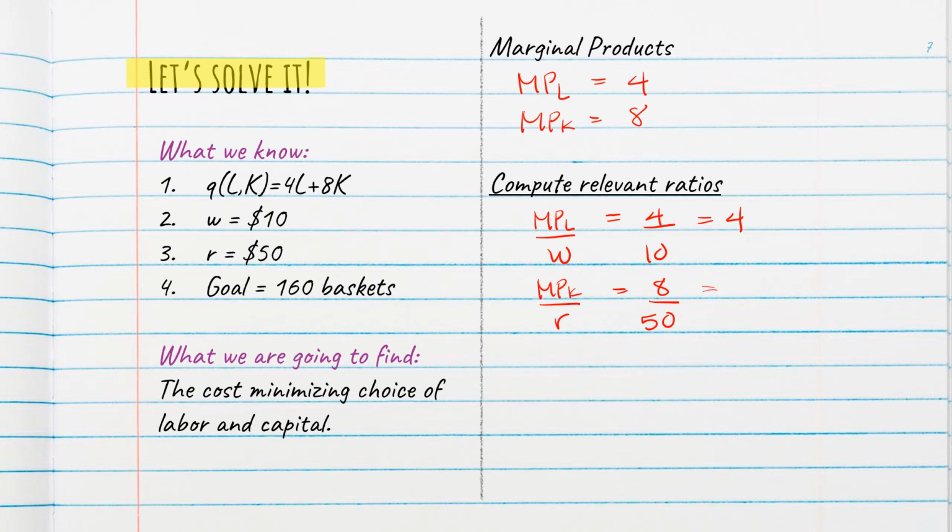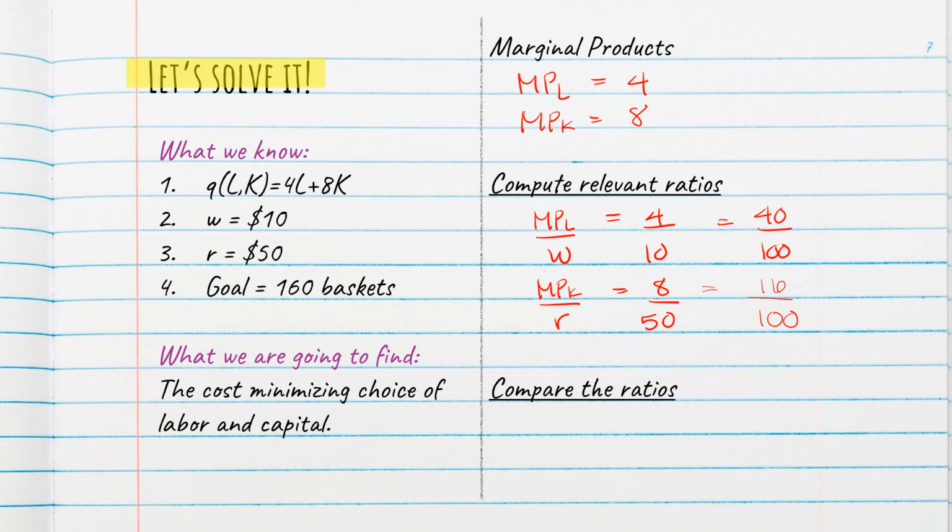So that I can compare them, I'm going to convert them to be both out of 100. For my marginal product of labor over the wage, I'm going to multiply that fraction top and bottom by 10, and I'm going to get 40 over 100. And for my marginal product of capital over the rent, I'm going to multiply it top and bottom by 2, and I'm going to write this as 16 over 100. Now, it's quite easy to compare these two ratios. 40 over 100 is larger than 16 over 100.